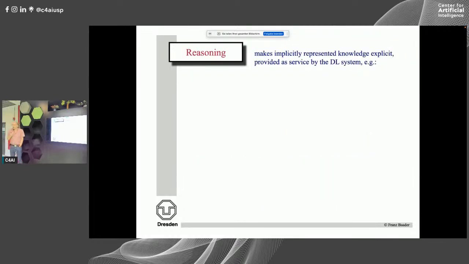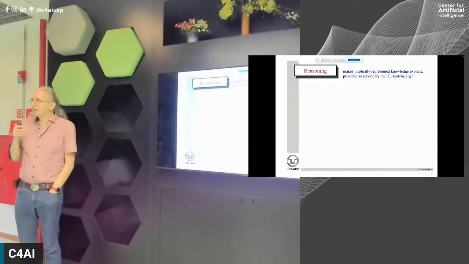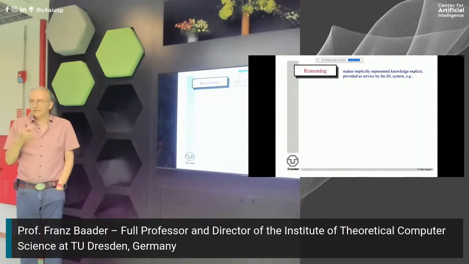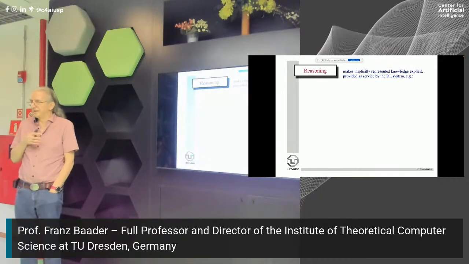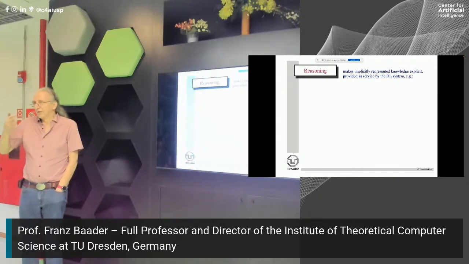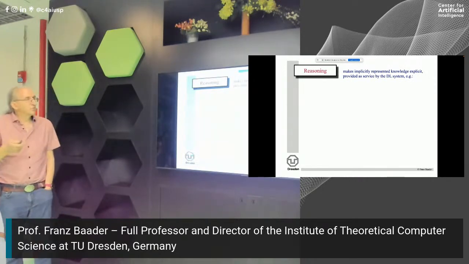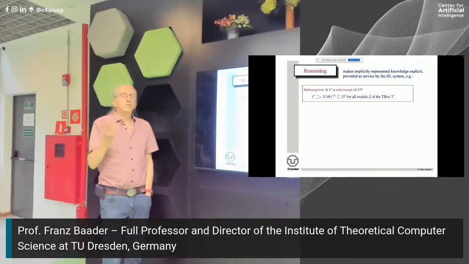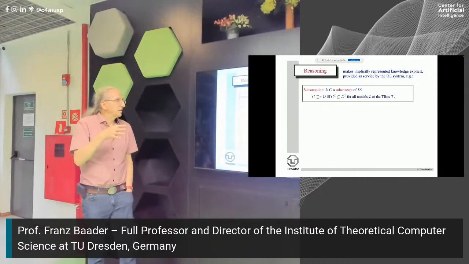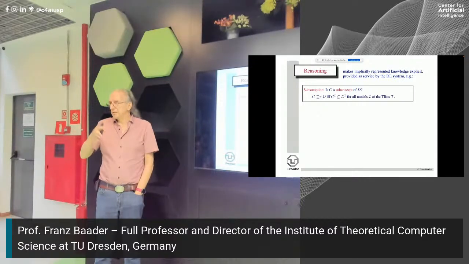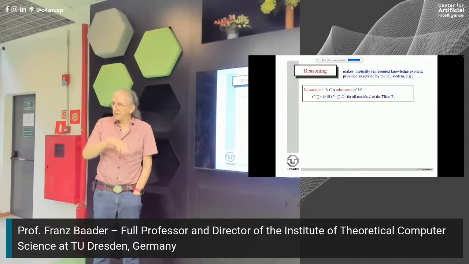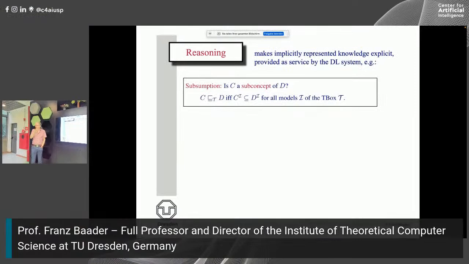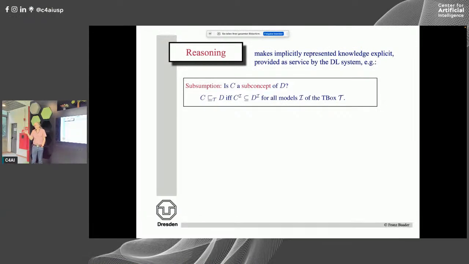Okay, now remember we defined the notion of a model, and in logic, as soon as you have the notion of a model, you know how to define reasoning. Logically, something follows if it holds in all models. And we just do this now in a special setting. So subsumption, we want to know, is C a subconcept of D? And I say C is subsumed by D with respect to the T-box T, if this holds in all models. So if C^I is contained in D^I for all models of my T-box.